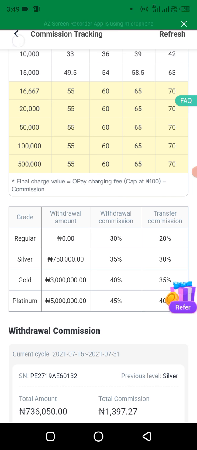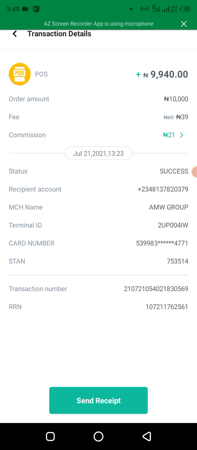I got it right. You see, they charged me 60 naira at first, but they return 21 naira, which is 35% of the 60 naira they charged me. So this is my bonus now. My bonus is 21 naira. But for a regular merchant, because I'm a silver merchant, Opay will return something lesser than the 21 naira. They will only return 30% for regular merchants.